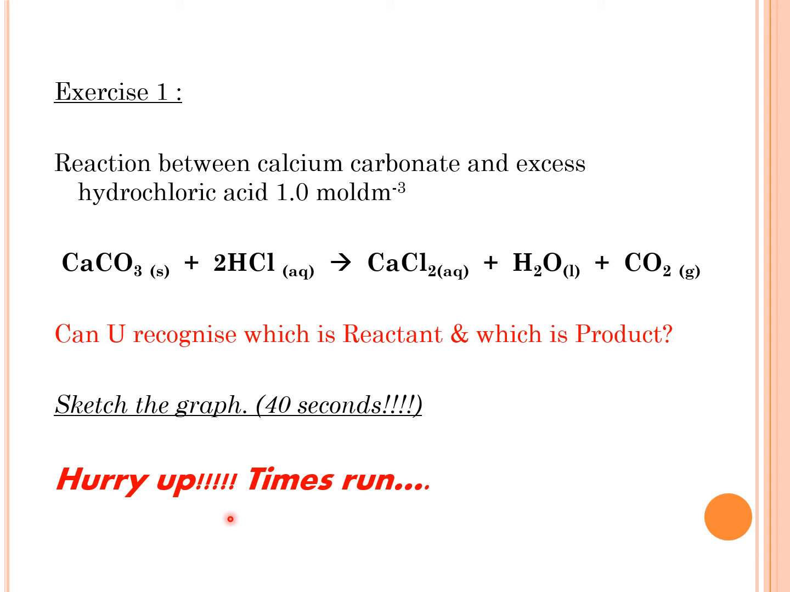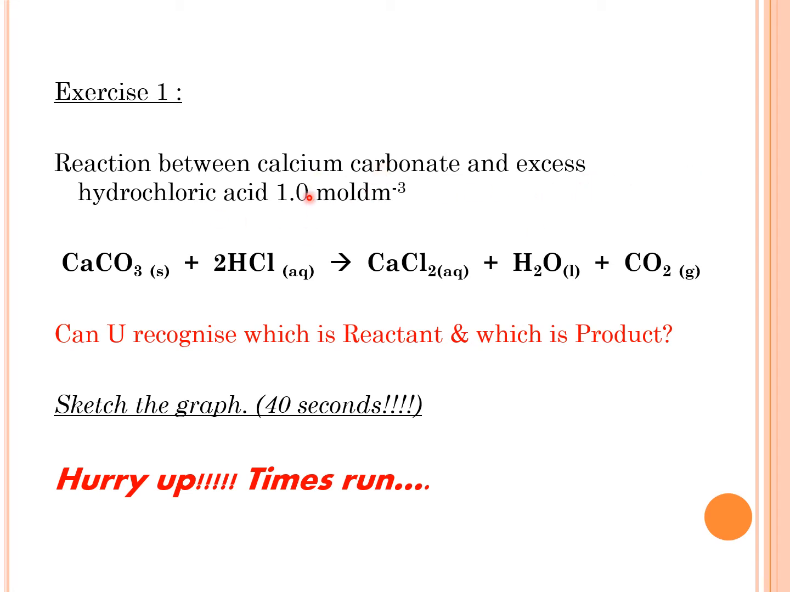Exercise 1. Yeah, page 3 please. Reaction between calcium carbonate and excess hydrochloric acid. So, daripada sini, daripada ayat ni, perasan tak perkataan excess? Excess bermaksud hydrochloric acidnya banyak. Bukan bersepah lah, berlebihan. Okay. So, how about calcium carbonate? Dia akan habis tak? Yes, calcium carbonate akan habis. Tapi hydrochloric acid, excess. Dia banyak.